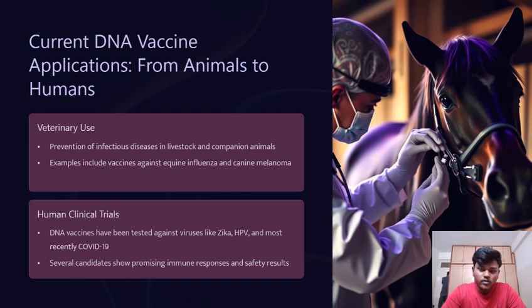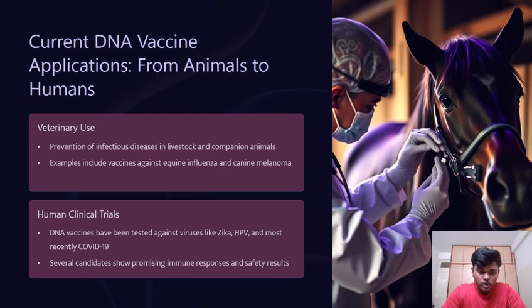Current DNA vaccine applications, from animals to humans. Veterinary use: prevention of influenza and other diseases in livestock and companion animals. Examples include vaccines against equine influenza and canine melanoma. Human clinical trials.